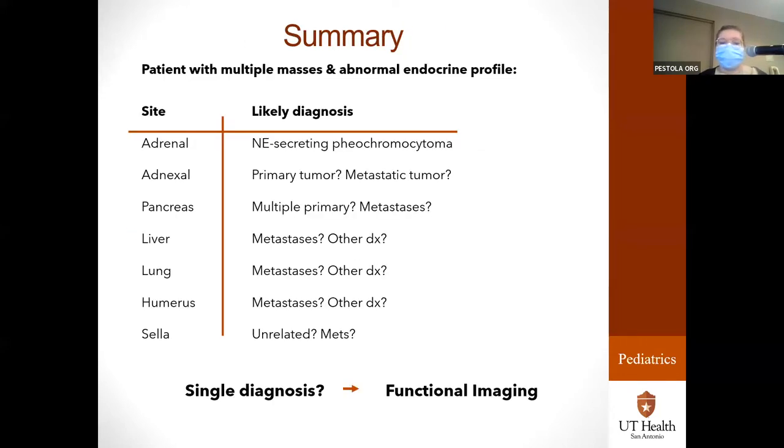To summarize our clinical picture thus far, we have an adrenal mass, an ovarian mass, a pancreatic mass, and a liver nodule in the setting of fatty liver, a lung nodule and a lesion on the humerus, as well as a mass in the posterior pituitary region. Were all of these findings related, or is this a sign of more metastatic disease? And if so, our main question is, how do we determine the primary tumor? This is where we resort to functional imaging and try to identify how all of these lesions relate to each other, if they're related to each other.